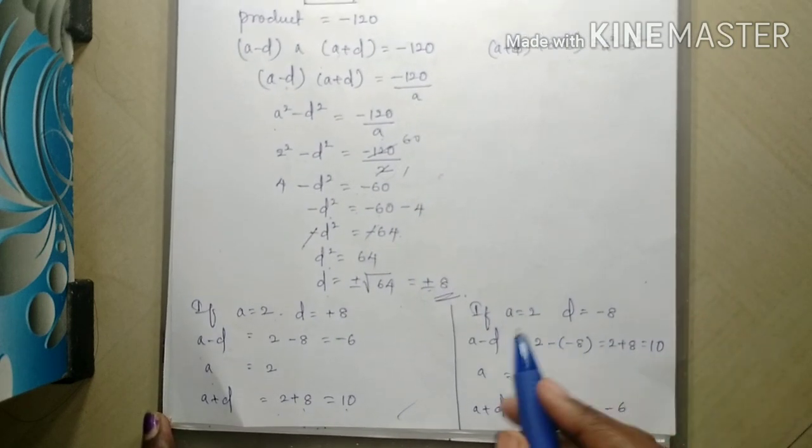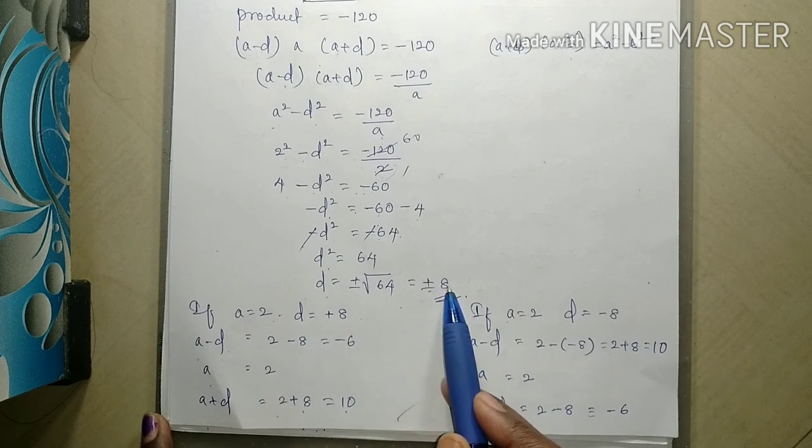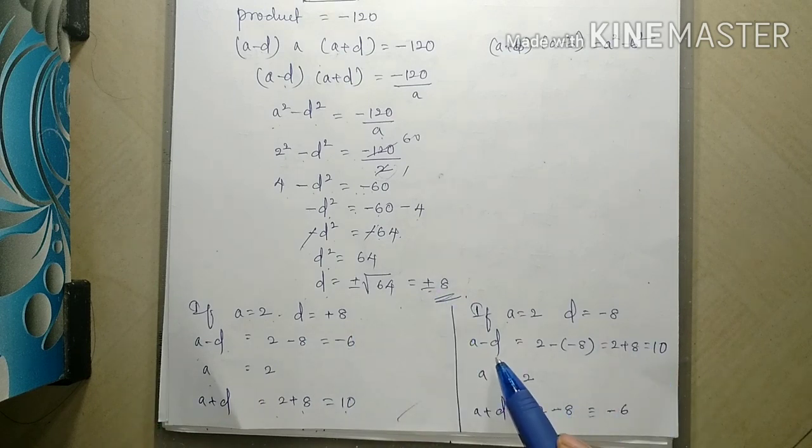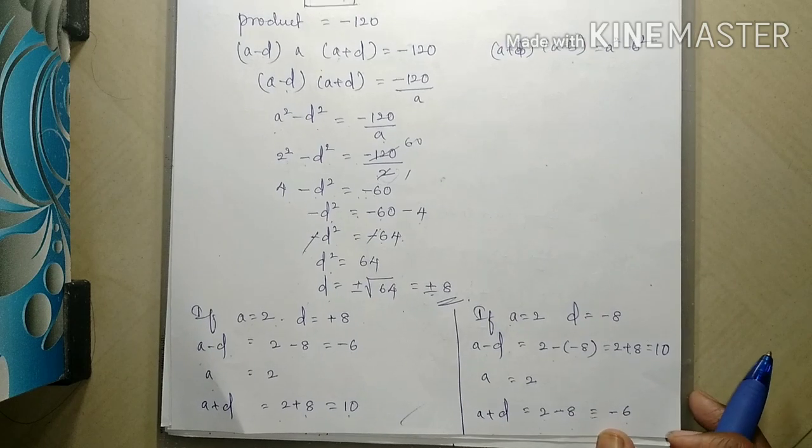In the second case, a is 2 and d is minus 8, and here also the 3 terms are a minus d, a and a plus d. So a is 2 and d is minus of 8. Minus into minus is plus, so 2 plus 8 is 10. And a is 2, and a plus d, where a is 2 and d is minus 8, 2 minus 8 is minus 6.